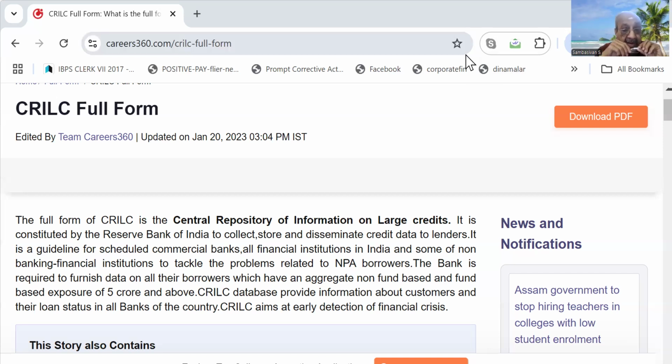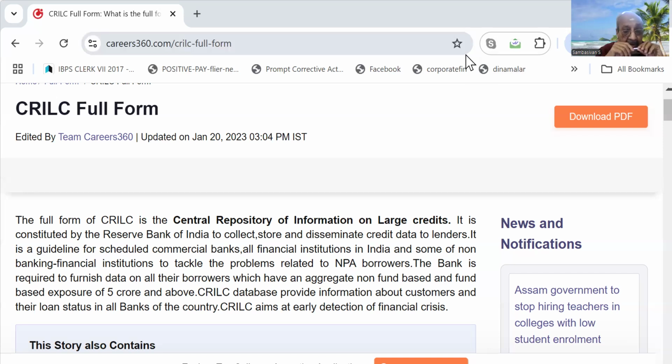The full form of CRILC is Central Repository of Information on Large Credits. It is constituted by Reserve Bank of India to collect, store, and disseminate credit data to lenders. It is a guideline for scheduled commercial banks, all financial institutions in India, and some non-banking financial institutions to tackle the problems related to NPA borrowers.